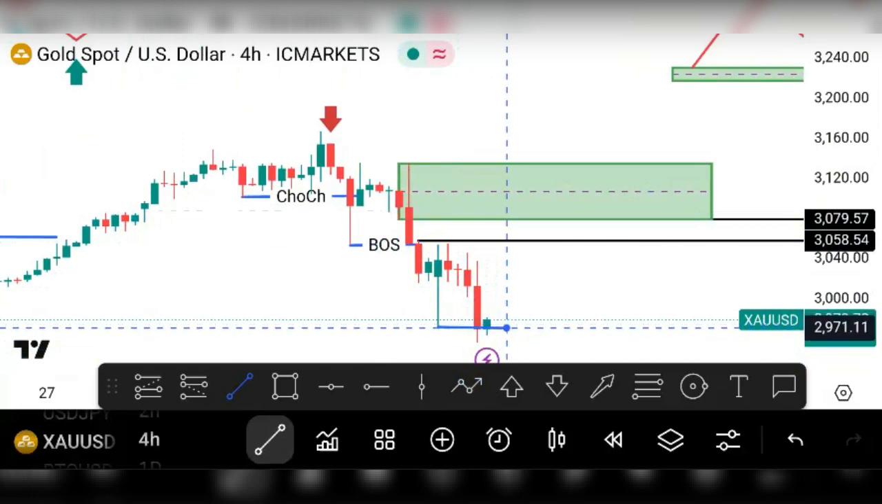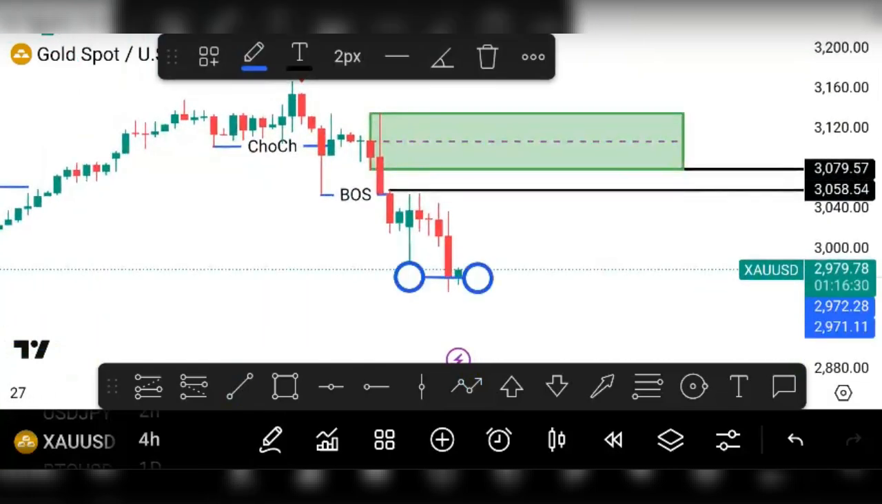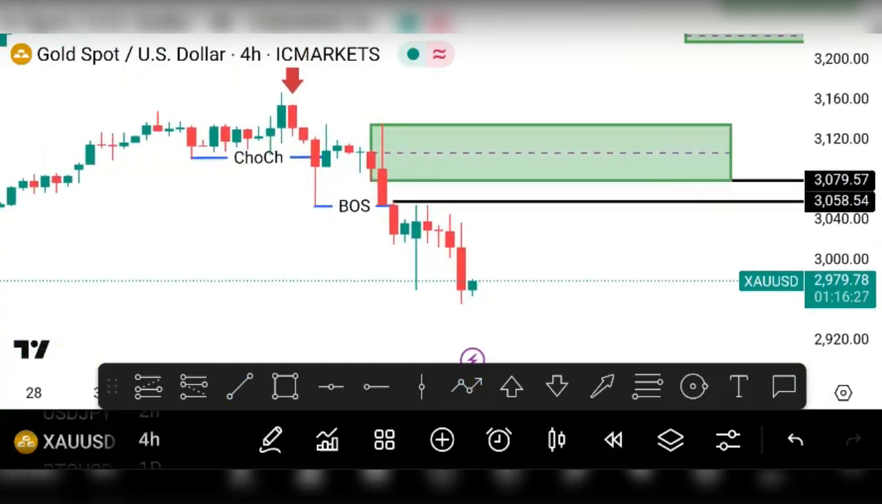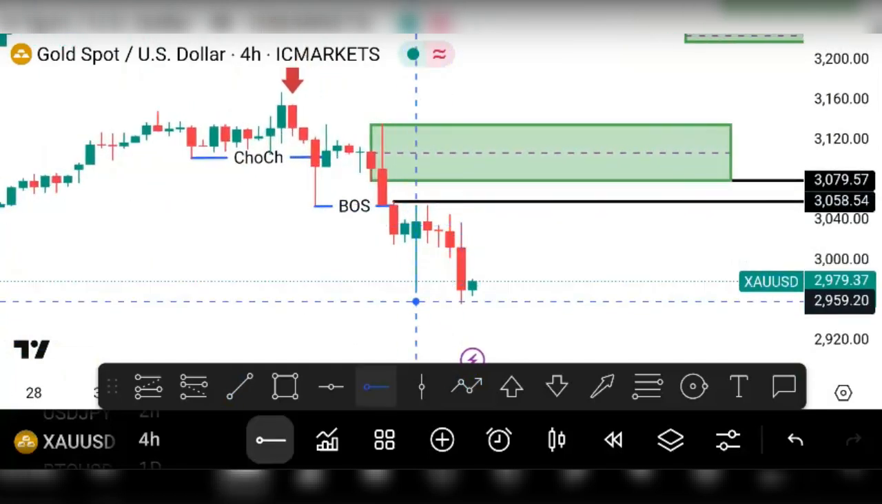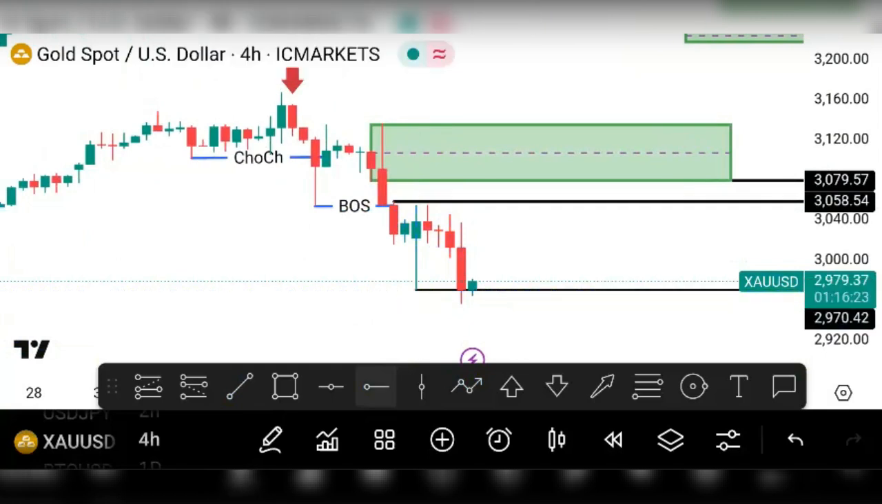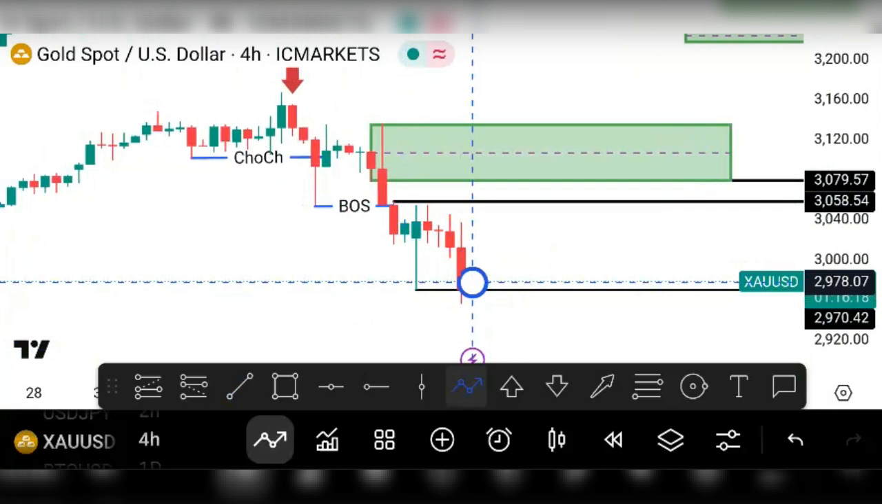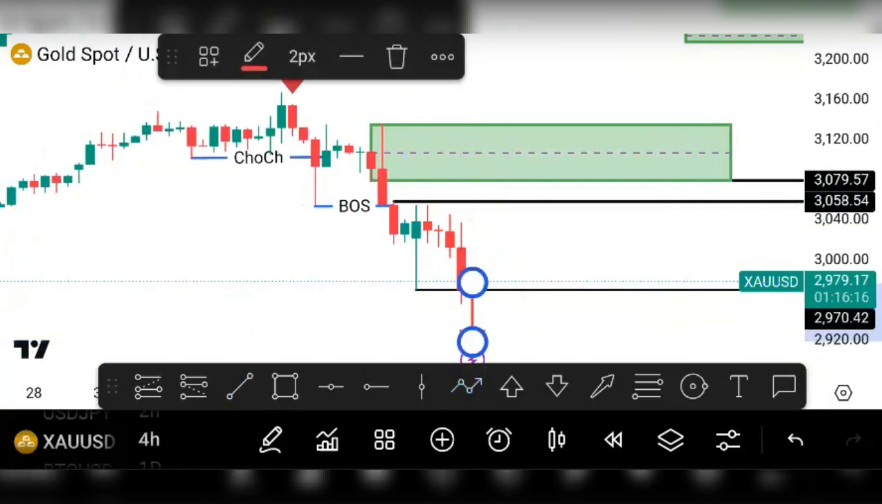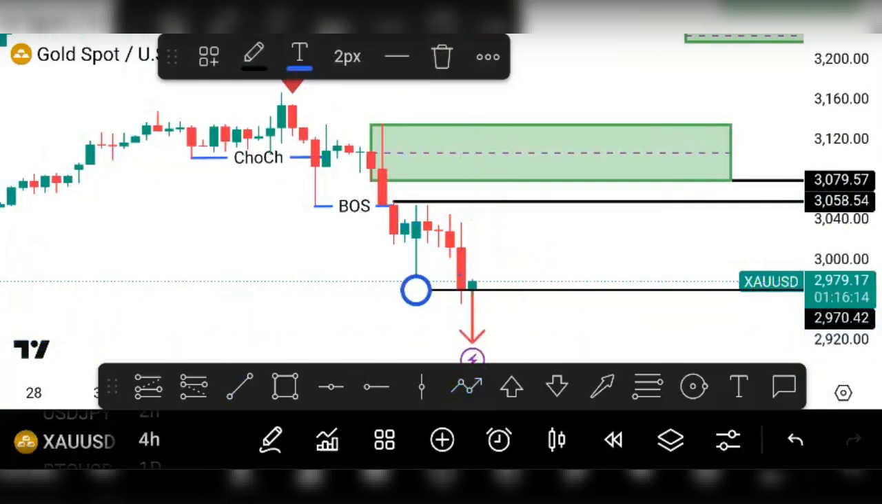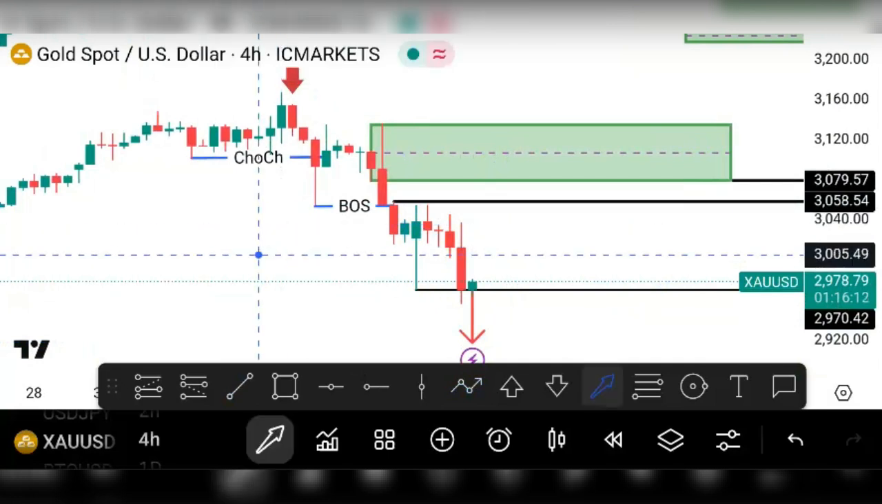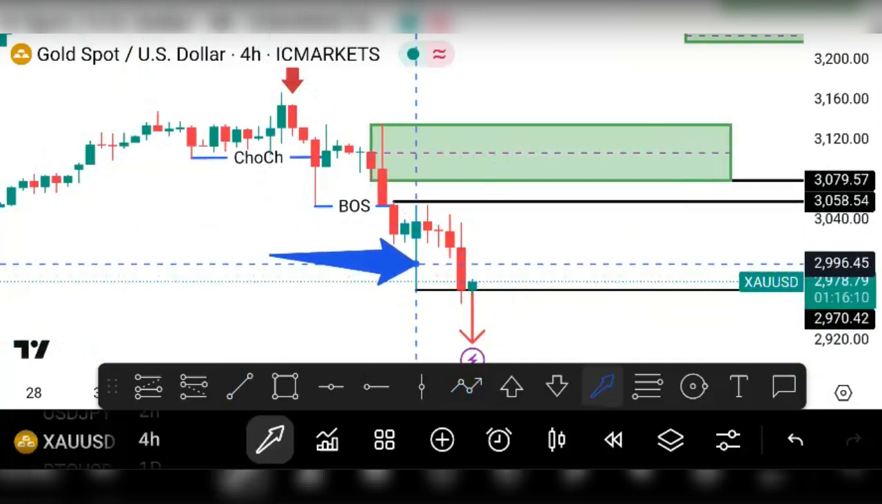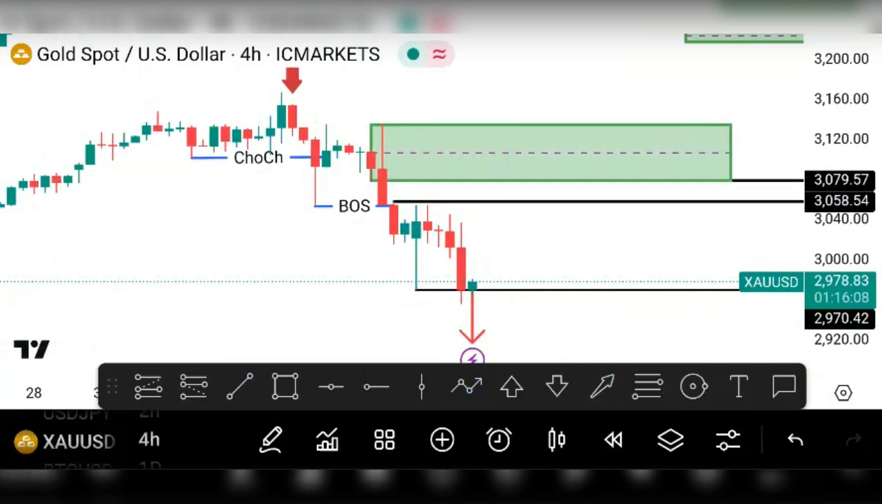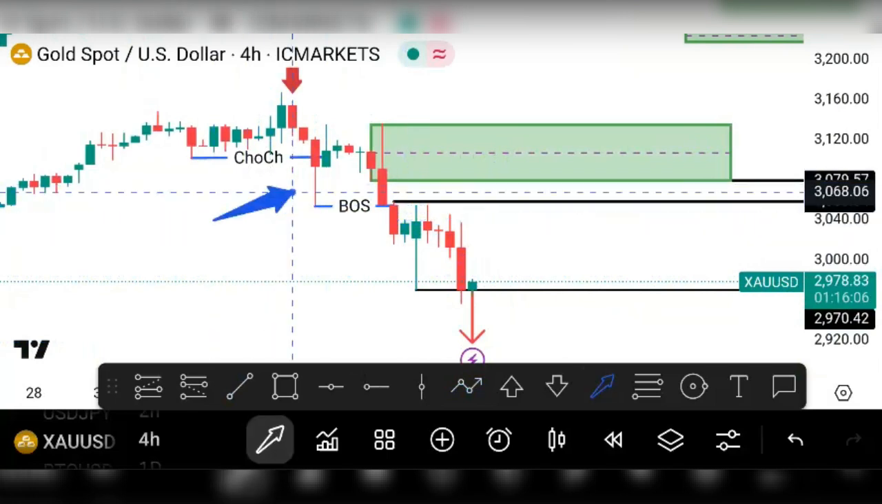So price has not broken below that level, so we cannot consider it a break of structure, because price is still above this level. We cannot call it a break of structure until we see price come below it. That's when we can say the structure is broken. But now price is still above this swing low you are seeing. But this one is a valid break of structure.